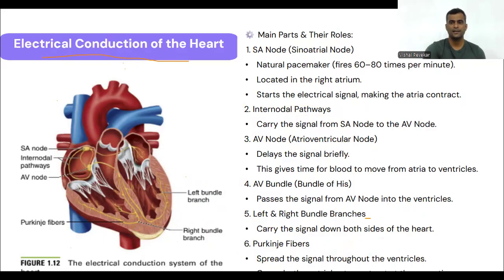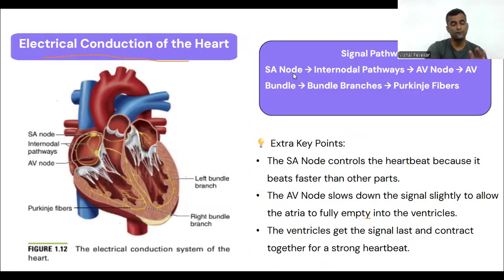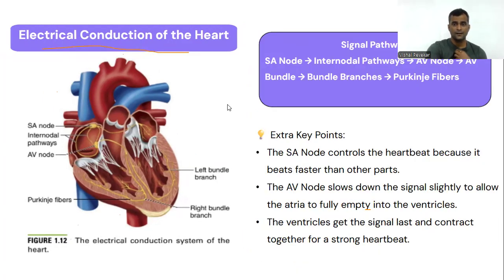So let's see here. How the conduction system works is that the signal is first received by the SA node, which is your sinoatrial node. From the sinoatrial node, this signal is carried forward through your internodal pathways to the AV node. What this AV node does is help delay the signal, but not just delay, it also passes the signal to the AV bundle, which is basically the bundle branches.